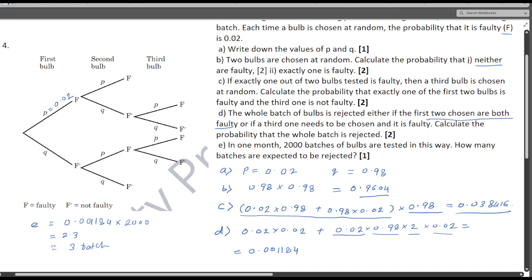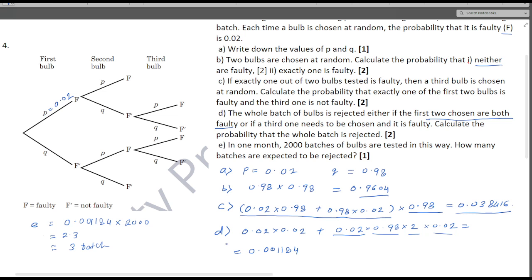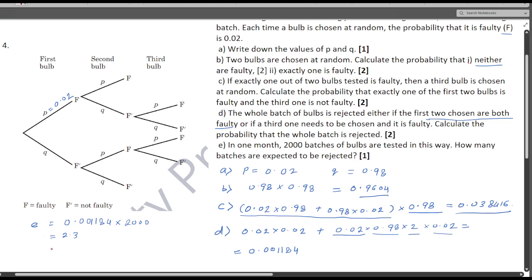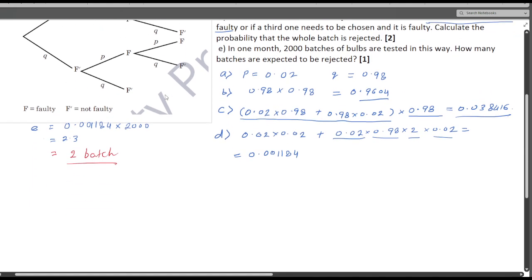So we will say that we will reject 3 batch, or better we round off to the lower side, because here we don't know exactly what the possibility is. So 2.3 indicates that 2 batch are rejected. So we will reject 2 batch. A very interesting question. Okay, a lot of concepts will be cleared from this question.